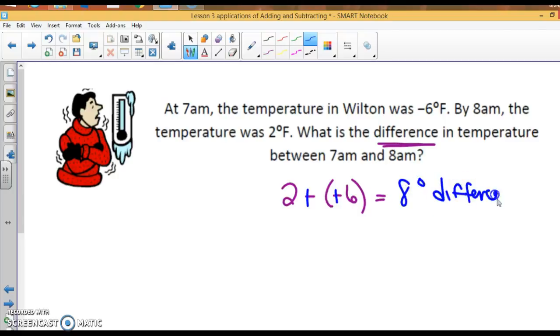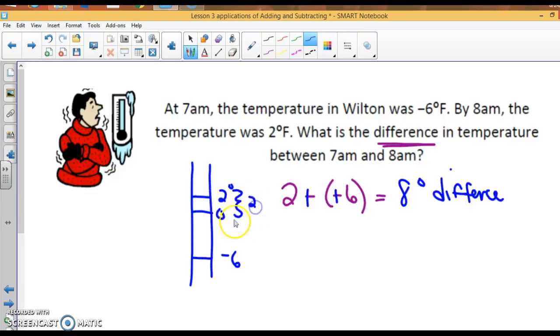Now, let's take a look at that on a thermometer. So this is my thermometer. Here's 2 degrees. Negative 6 would be down here. Think about it. 0 will be right about here. So what is the difference between here and here? From here to here is 2. From here to here is 6. It's 8. So you can do it by using a diagram or a mathematical sentence.